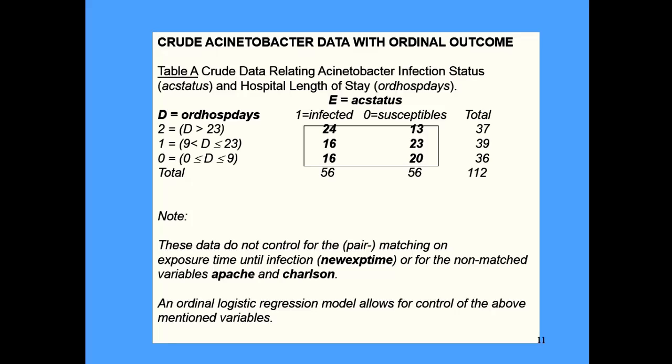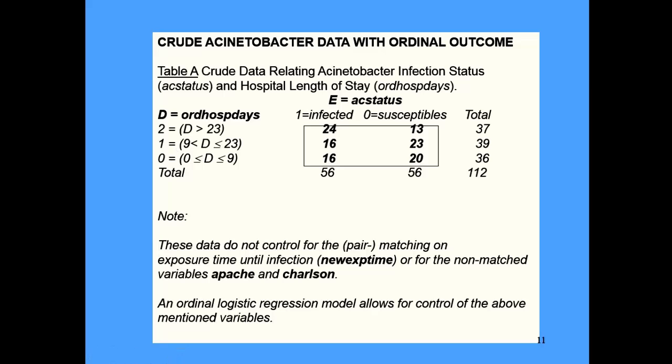The exposure variable was whether or not a person was either resistant or susceptible to this bacteria that I can't pronounce. This exposure variable is called AC status. And the outcome is ordinal: hospital days, length of stay, in 3 categories. And then there were some other variables.